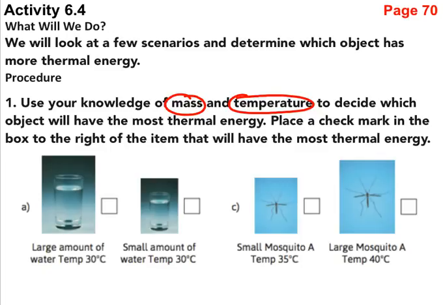So let's do C, and we'll do B after these two because they're side by side. C, a small mosquito at a temperature of 35 degrees Celsius, or a large mosquito, same mosquito, except it's larger, at a temperature of 40 degrees Celsius. So go ahead, which one do you think has the most thermal energy?